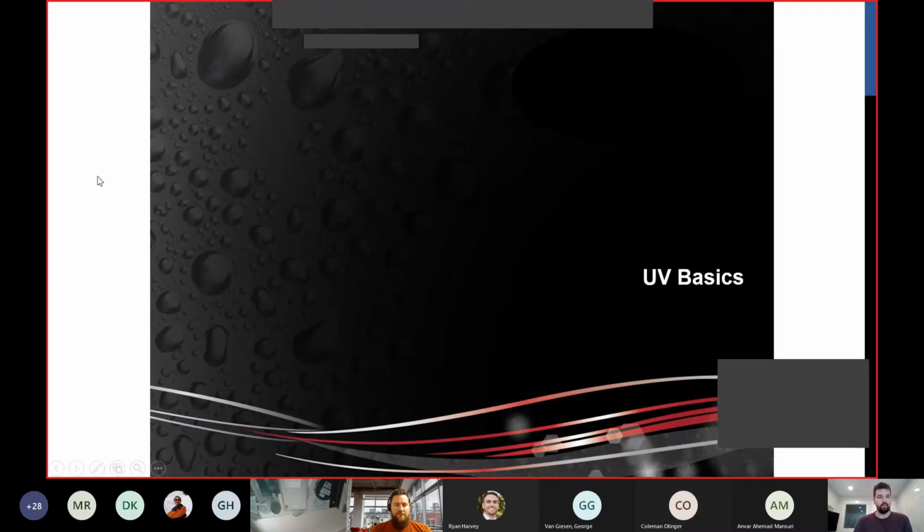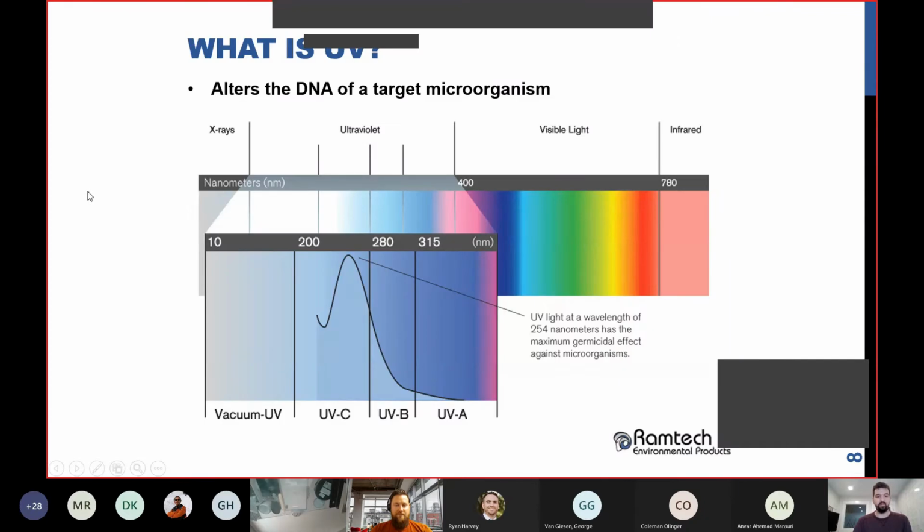So let's go through some very, very basic UV basics. What is UV light? This is the light spectrum. You've got X-rays on the left, very, very short wavelengths, used in hospitals, your visible light from 400 to 780, and then infrared above that. UV is down in the middle there. UVC is what we're most interested in. That is called the germicidal wavelength, and specifically at 254 nanometers.